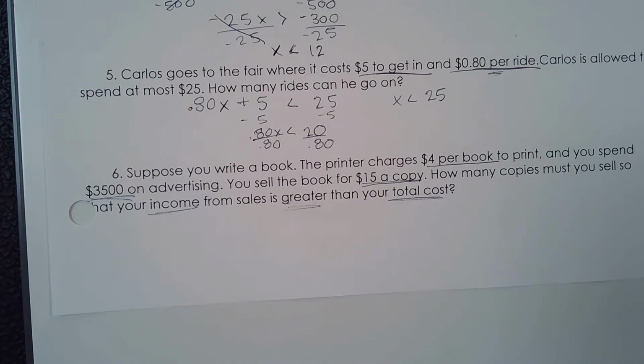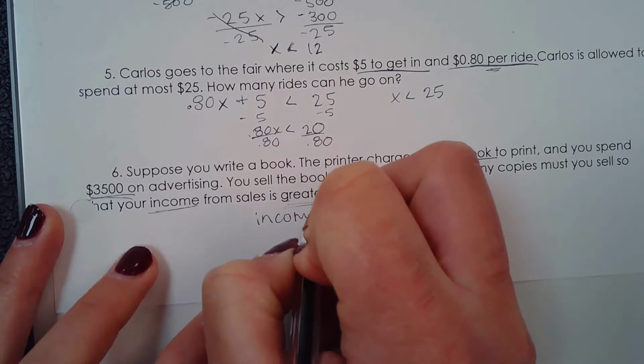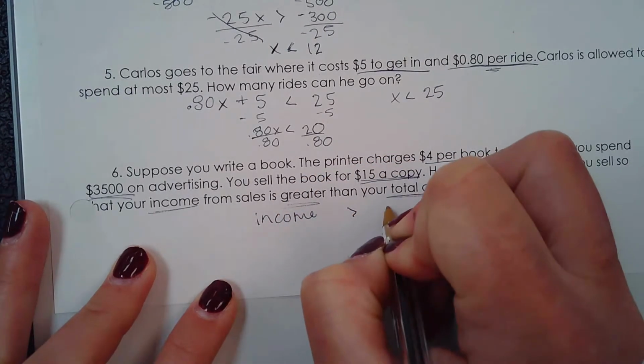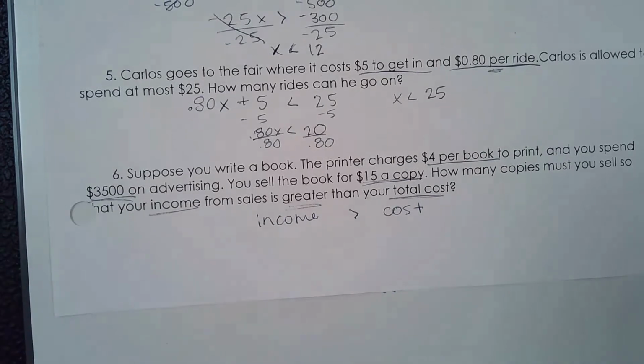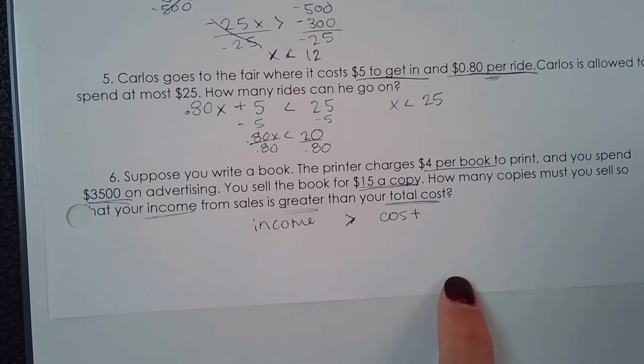So I'm going to break this one down just a little bit before we get started, okay? So we want to know when our income is greater than our cost. Are we okay with that? So now I'm going to read back through the problem and we'll decide each piece of information they give us, whether it's an income or a cost, okay?